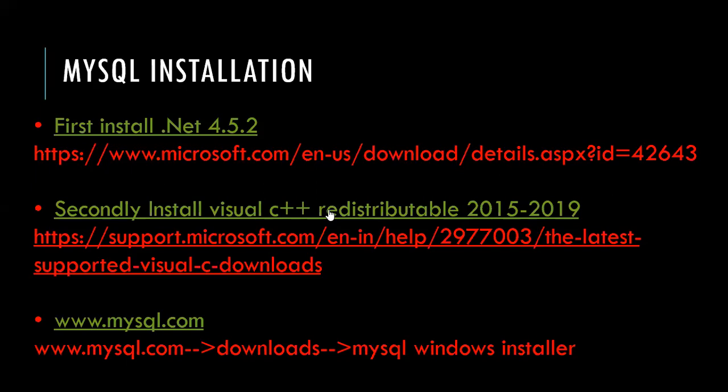So to avoid all these unnecessary headaches, it is advisable to install this Visual C++ redistributable package 2015 to 19, right? So that you will get from this particular link, right? You can go and get that particular software and install, right?